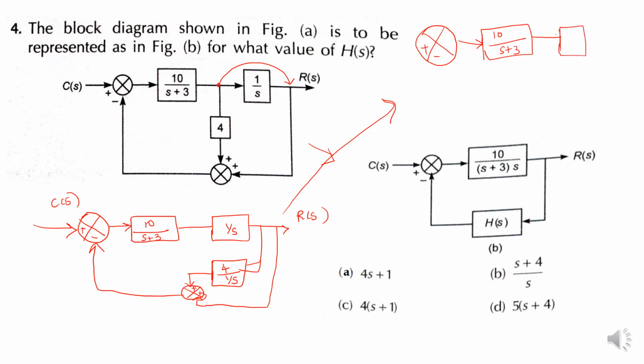1 by S. Next, I am going to add both the blocks. Both are connected in parallel. So 4S plus 1. 4 divided by 1 by S, 4S. Here this is 1. The gain is 1. So 4S plus 1. Again it is connected here. Okay. So the answer is 4S plus 1. Option A is the correct answer.